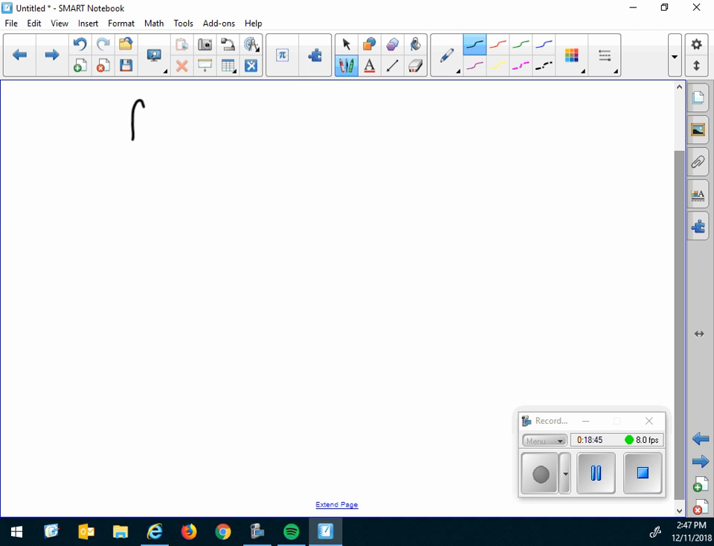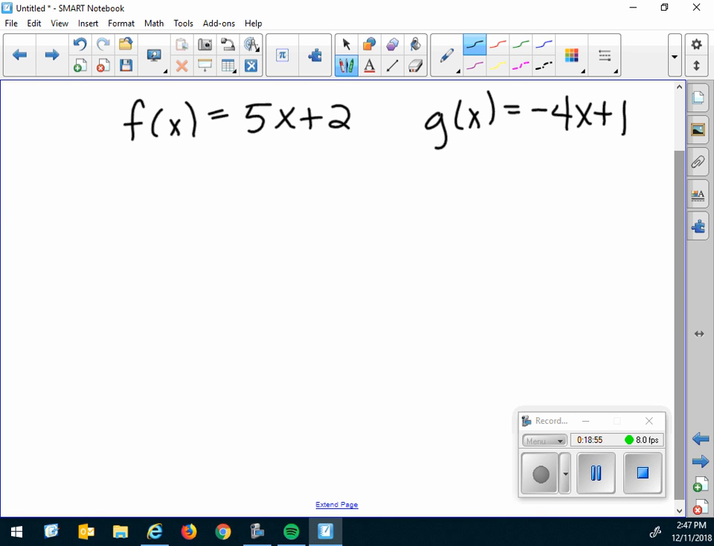All right, good. F of x equals 5x plus 2. G of x equals negative 4x plus 1. Now, we're going to find f of g, and then we're going to find g of f, and then we're going to talk about their domains. All right, here we go. So let's just write number 1, f of g of x.